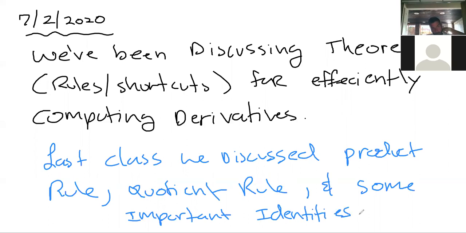So let's list these rules, because these are things that you've got to know how to do. They're just fundamental to this course.